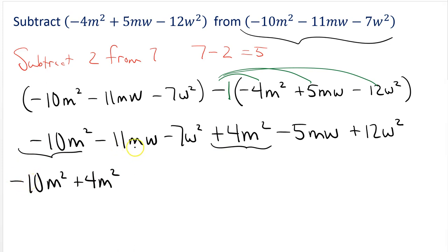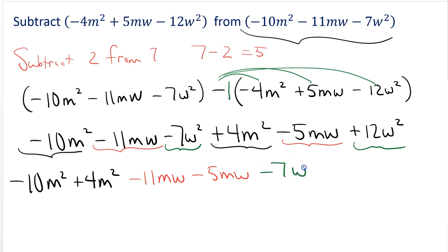Next, I'm going to look at my mw's. Notice I have two terms with mw. I have negative 11mw and I have negative 5mw. So I take the sign with it: negative 11mw minus 5mw. And then we'll take a look at the w squareds. So that's what's left over. I got a negative 7w squared and a plus 12w squared. So I'm going to group those together: negative 7w squared plus 12w squared. And then I'm going to combine my like terms. Now again, that line that I wrote there in all those colors, that's not really required. A lot of people just do that in their head.